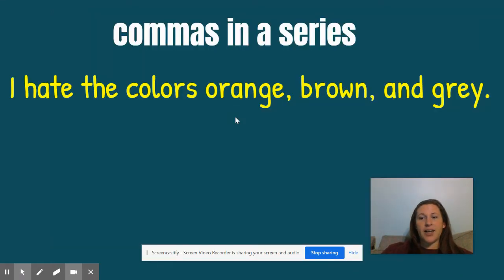And also I have some interactive stuff for you to do. So here's a sentence. And this is actually the sentence Ms. Acton shared with you all yesterday about the 3 colors that I hate.